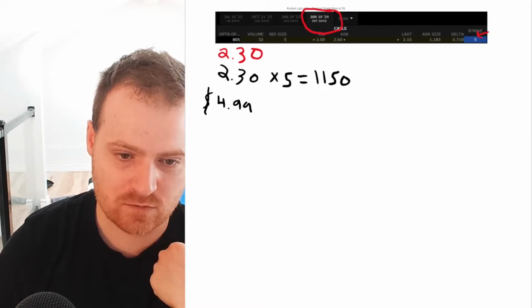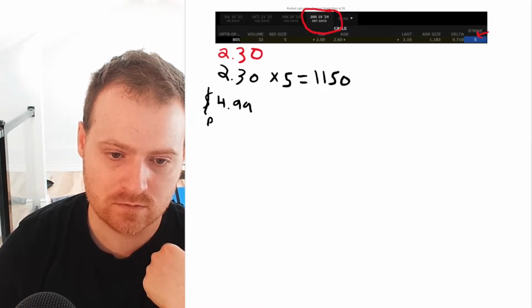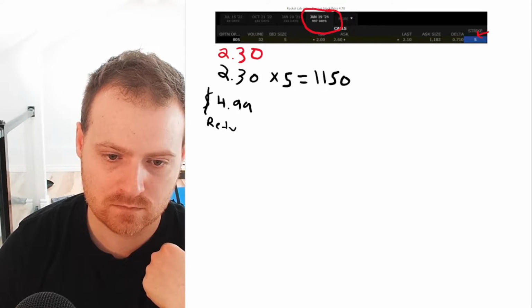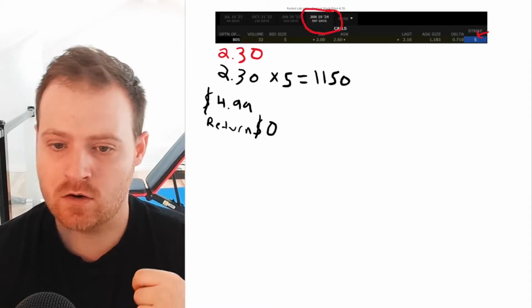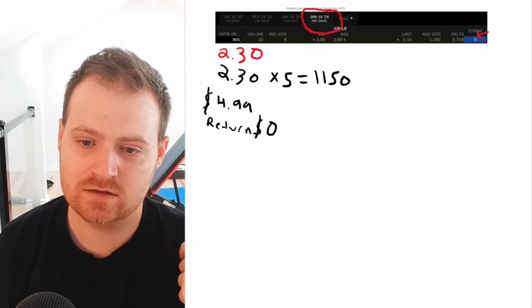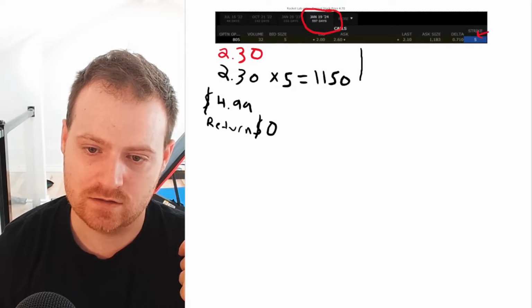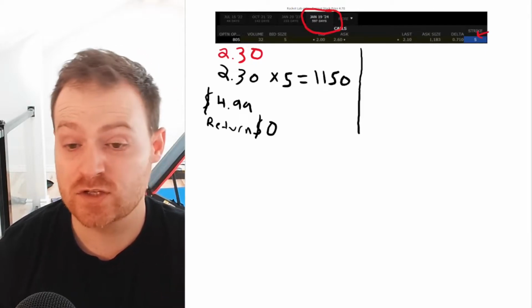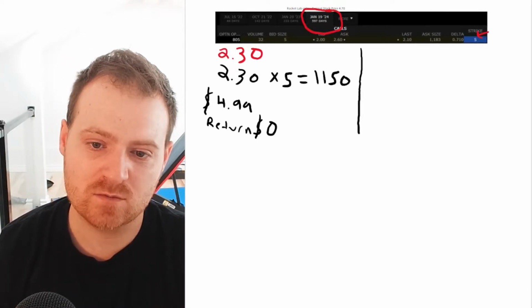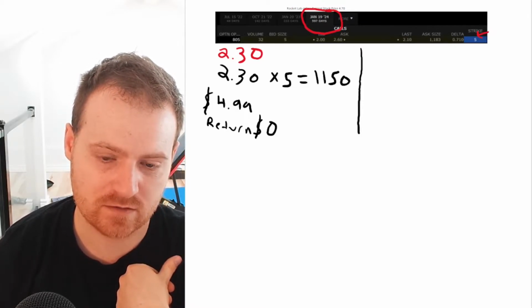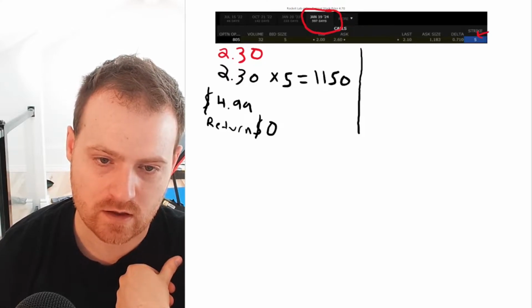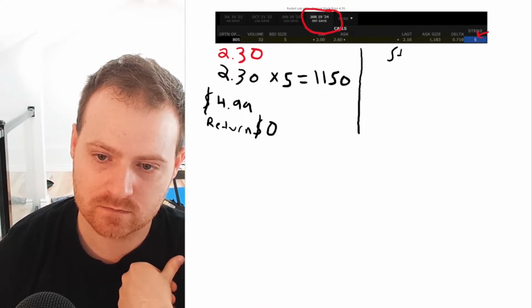That means your return in this case is zero. You've just lost all your money. That is contrasted if you just bought the stock with the same amount of money, $1,150, and the share price is still $4.99. So I'll put the stock up here.